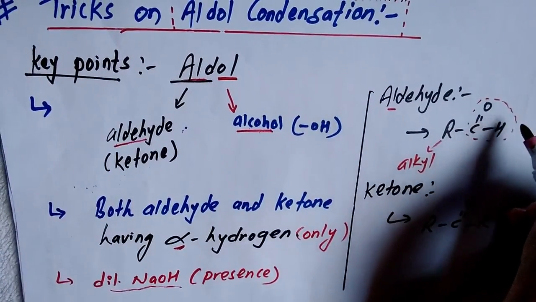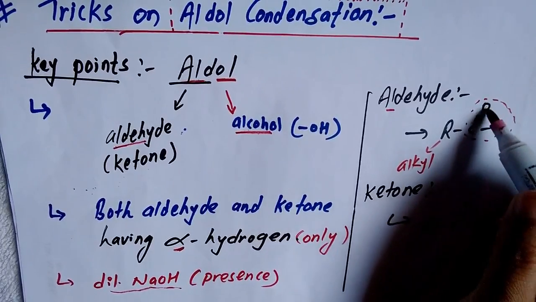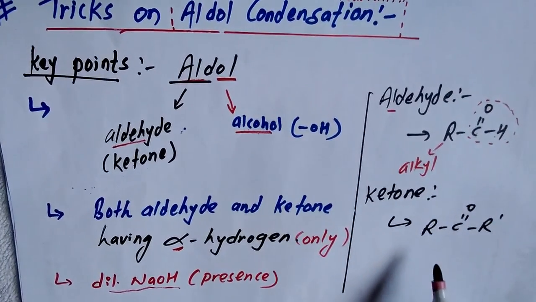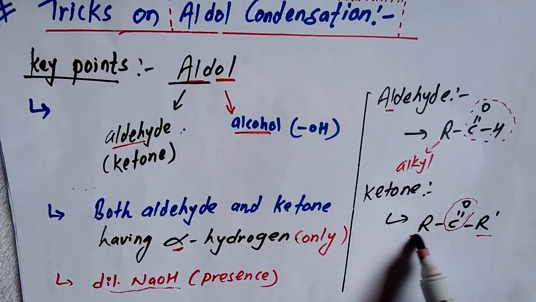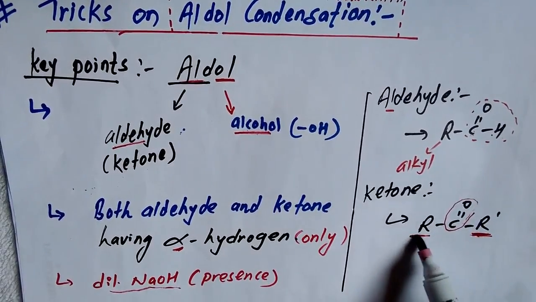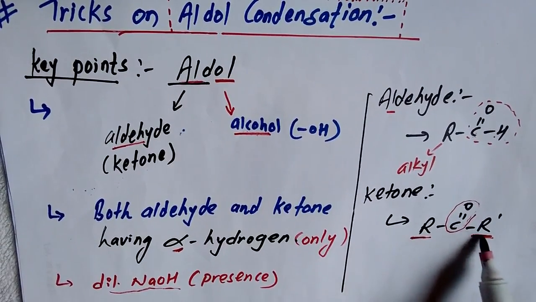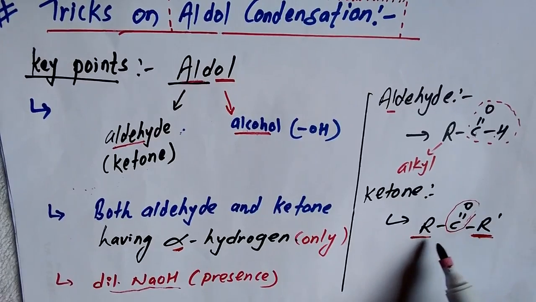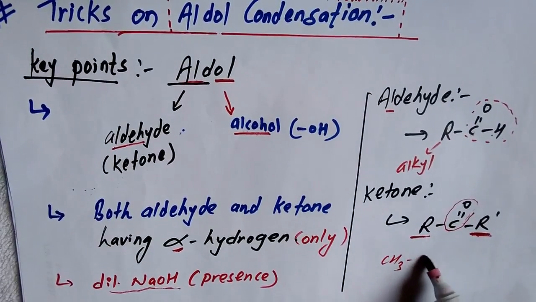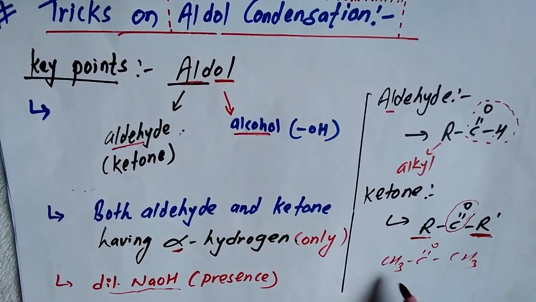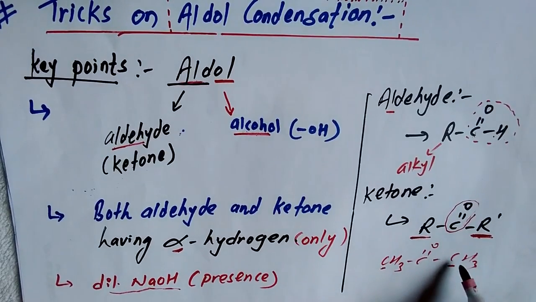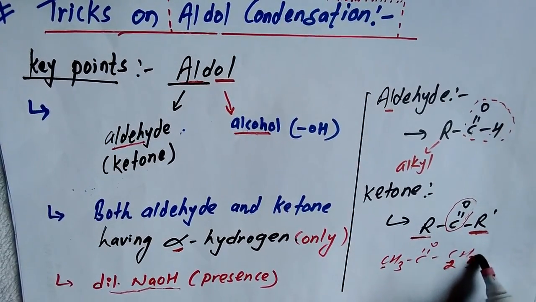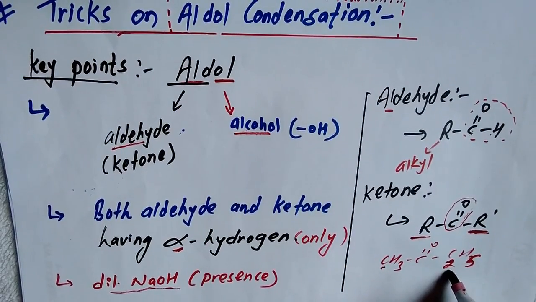In aldehyde, the carbonyl carbon is bonded with hydrogen, but in ketone the carbonyl carbon is bonded with carbon on both sides, that is, an alkyl group on both sides. These two alkyl groups may be the same or different. If it is CH3-C=O-CH3, there is a methyl group on both sides. They may be different, like C2H5, a methyl group on one side and an ethyl group on the other.